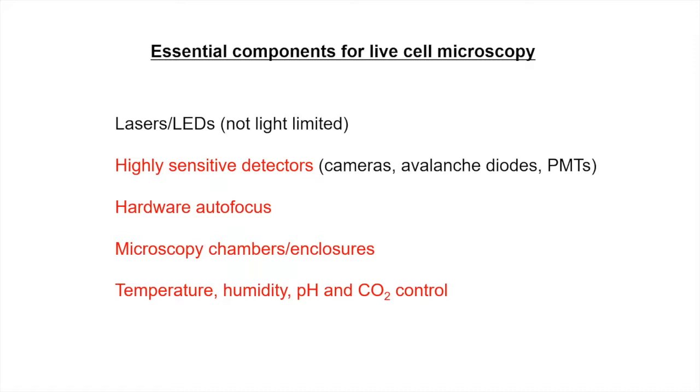Very important to keep cells in focus, especially if you're doing long-term imaging and you have Z-drift and things go out of focus. So hardware autofocus is incredibly important. There are some systems that have contrast-based autofocus, but that entails exposure to excitation light, and that increases photobleaching. So this is important. And there are a number of microscopy chambers, enclosures that control humidity, pH, and CO2, obviously to keep cells alive and functioning. So that's also very critical to do live cell imaging.